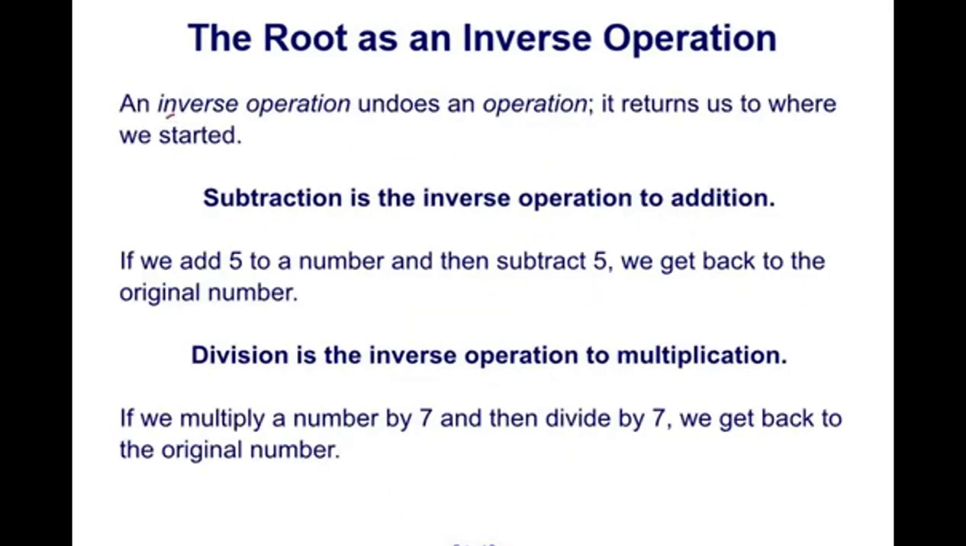An inverse operation undoes an operation. It returns us to where we started. For example, we know subtraction is the inverse operation to addition. If we add 5 to a number and then subtract 5, we get back to the original number. So let's say you have 2 plus 5 is equal to 7, but then you subtract 5, you get right back to 2.